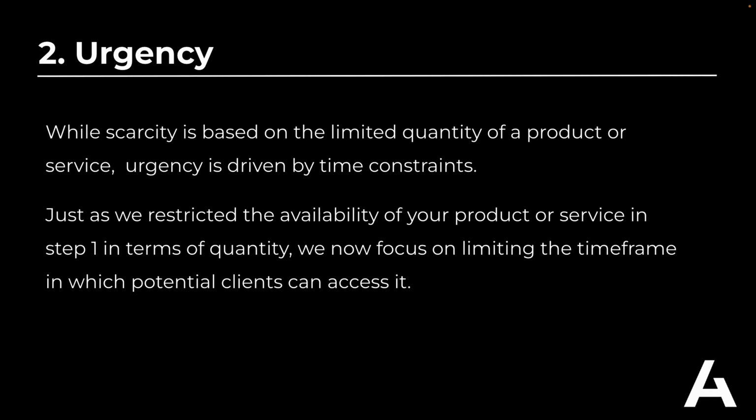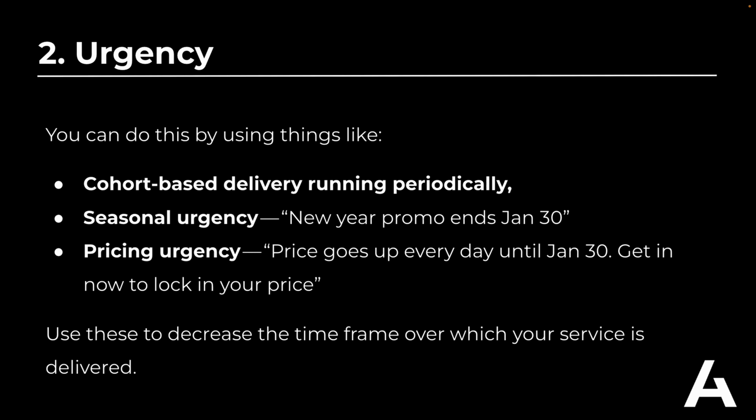Number 2, urgency. While scarcity is based on the limited quantity of a product or service, urgency is driven by time constraints. Just as we restricted the availability of your product or service in step 1 in terms of quantity, we now focus on limiting the time frame in which potential clients can access it. You can do this by using things like cohort-based delivery running periodically, seasonal urgency, New Year promo ends January 30th, pricing urgency. Price goes up every day until the end of January. Get in now to lock in your price. Use these to decrease the time frame over which your service is delivered.